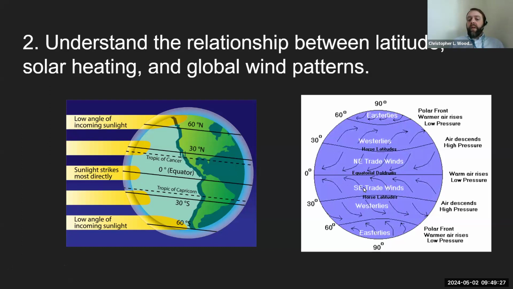Then, because the coldest air is at the poles at 90 degrees, it's also your area of lowest incoming sunlight, lowest angle of incoming sunlight. You have consistent high pressure. And so you look at the pattern: low at the equator, high at 30, low at 60, high at 90.